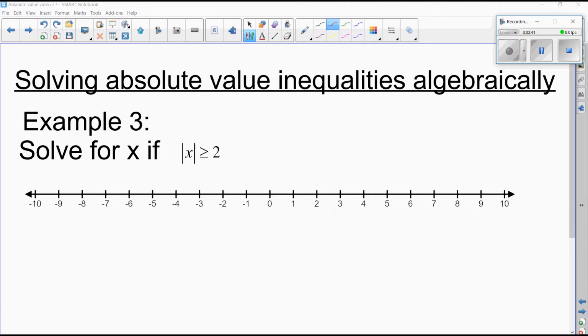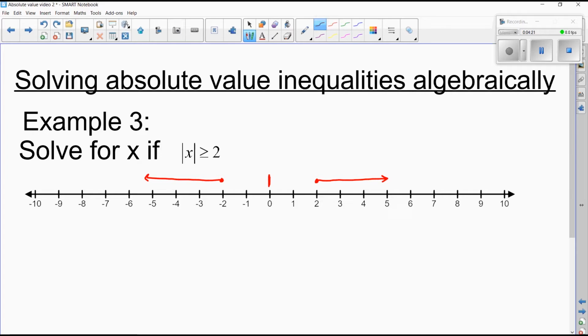So in example 3, I have the absolute value of x must be greater than or equal to 2. So once again, I'm looking for all real numbers which are 2 or more units away from my origin, or from 0. So looking at my 0, I see that 2 is 2 units away and negative 2 is 2 units away. But I want values of x which are more than 2 units away from 0. So all numbers greater than 2 will be more than 2 units away from 0, and all numbers less than negative 2 will also be more than 2 units away from 0.